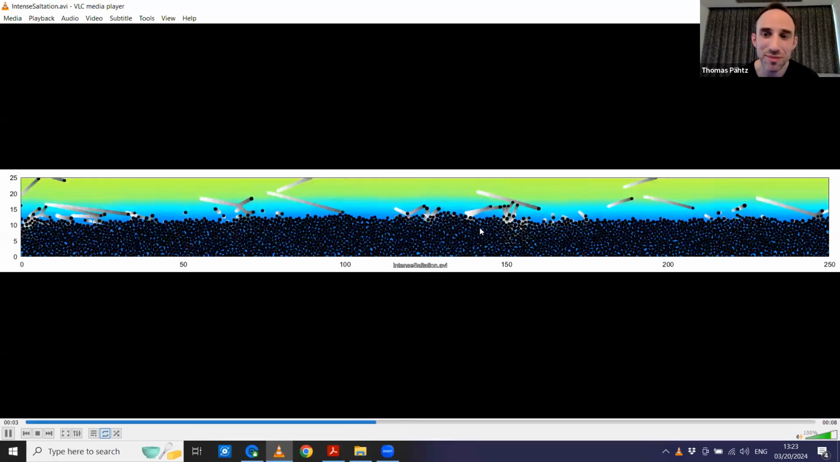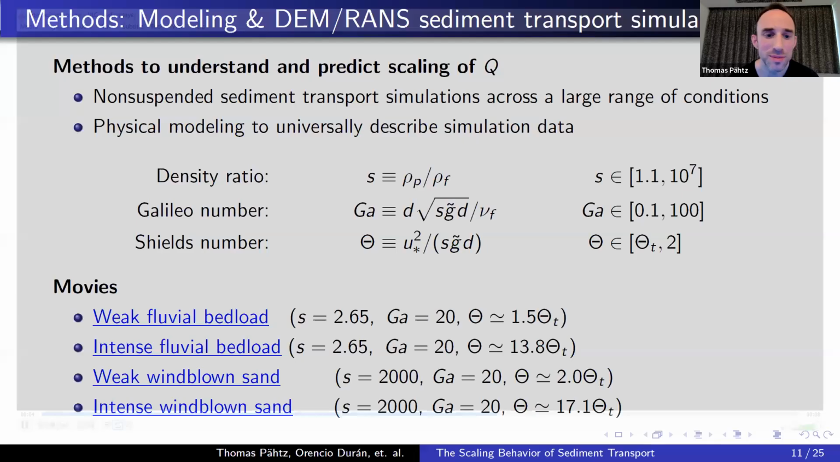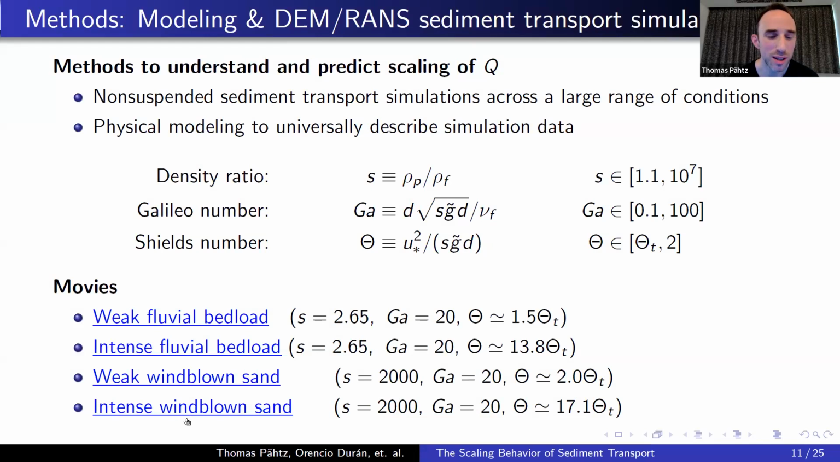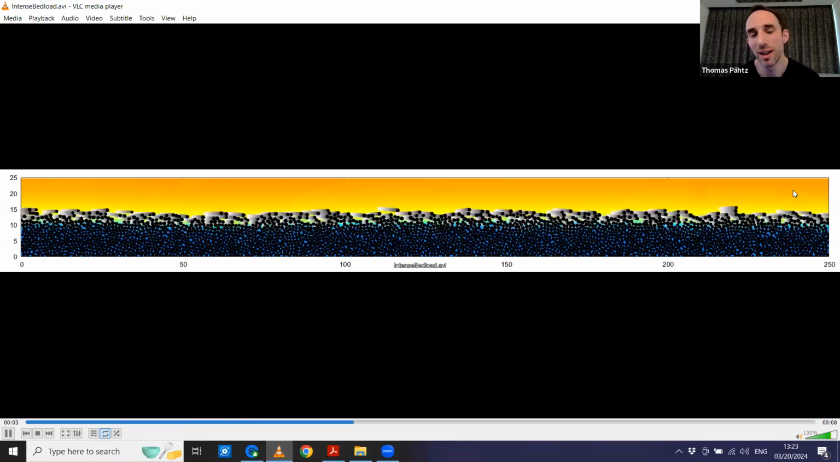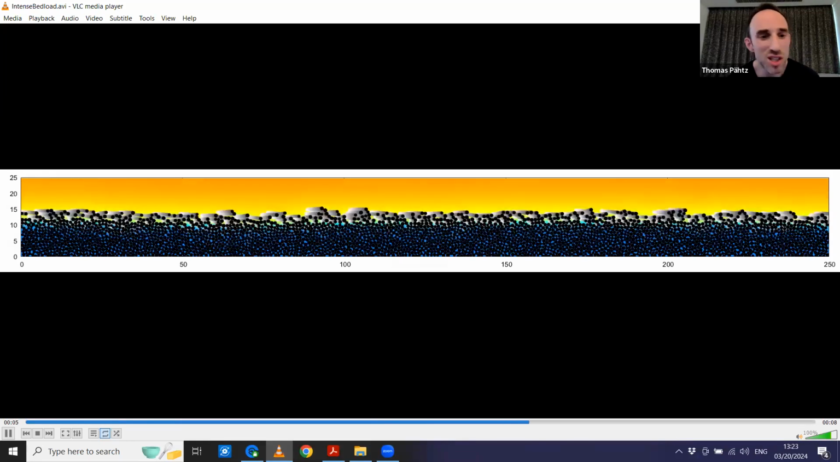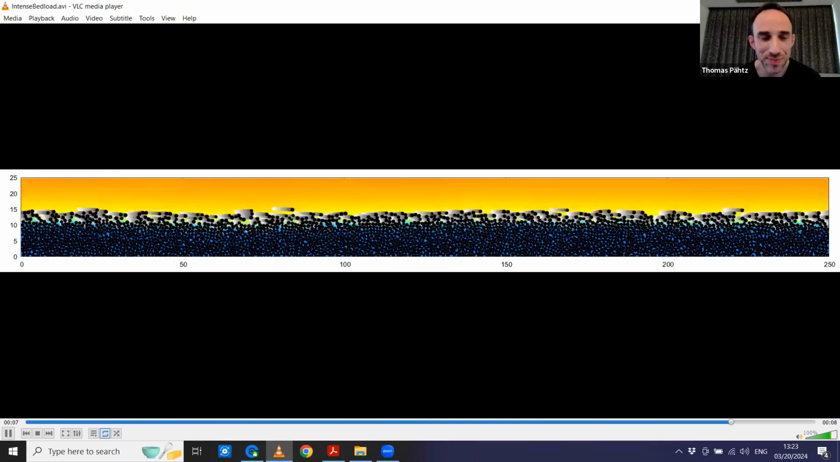Okay. So another video would be fluvial transport, bedload. So something like sand and water. And here everything moves much closer. And these are 2D simulations, by the way.